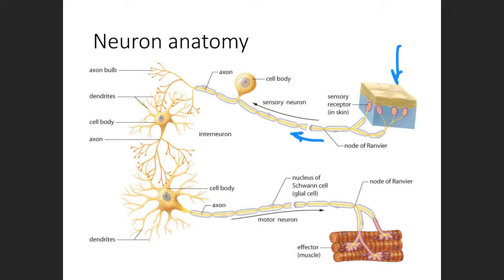Now, you don't have to differentiate between what a sensory neuron looks like versus what a motor neuron looks like, but just be aware that the definition, as far as we're concerned, of a sensory neuron is one that conducts a nerve impulse toward the central nervous system, as opposed to a motor neuron that conducts a nerve impulse away from the central nervous system.